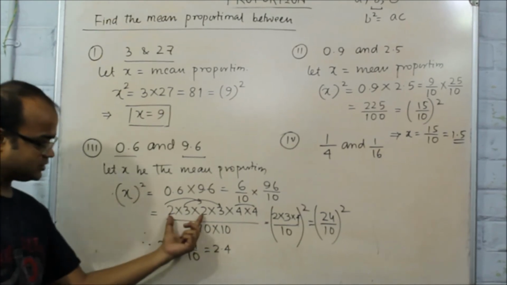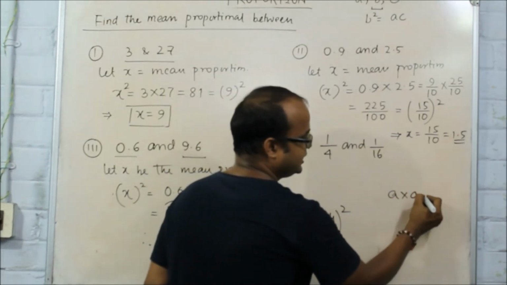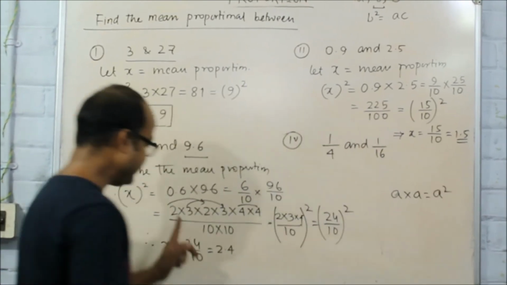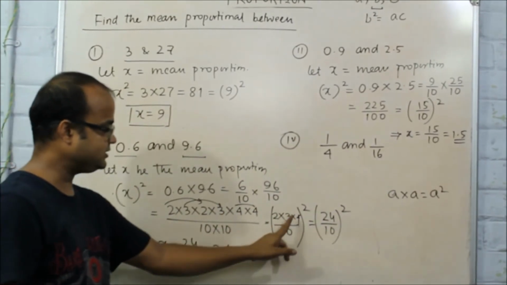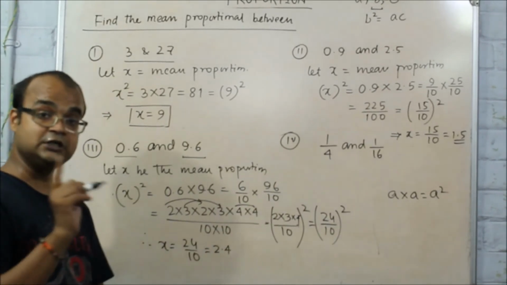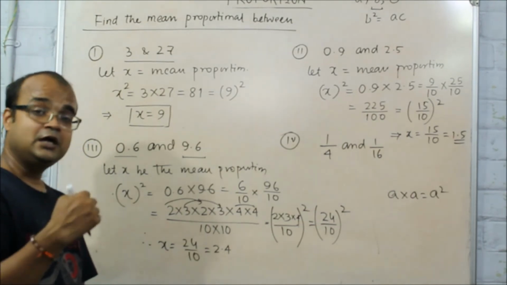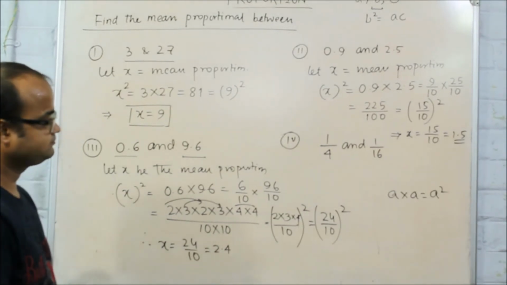Clear? Each term, a into a, you can write it as a square. Same way, 2 into 2, I am writing 2 square. 3 into 3, you can write 3 square. 4 into 4, you can write 4 square. In this way, if you do that, you can avoid the calculation. That will save your time.